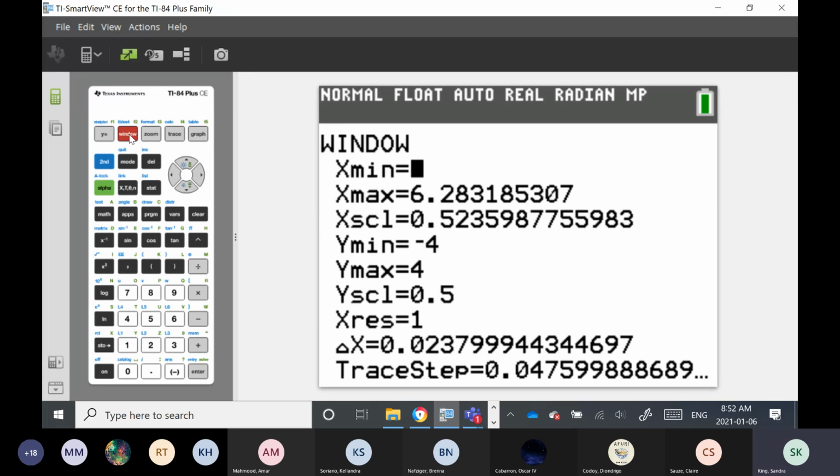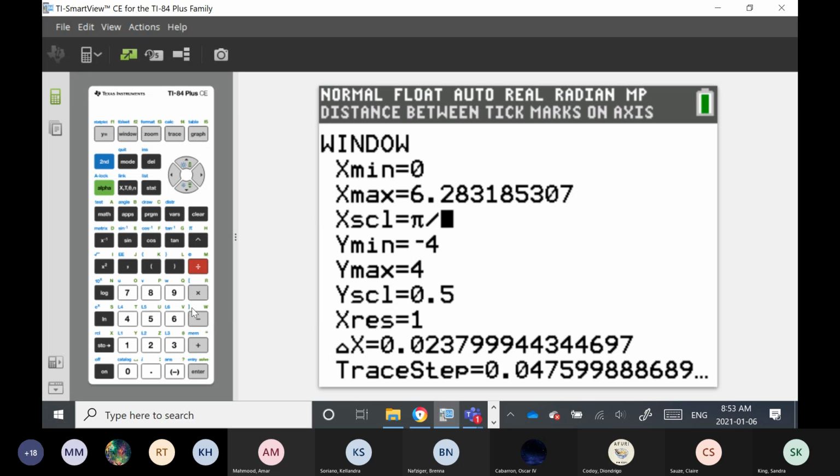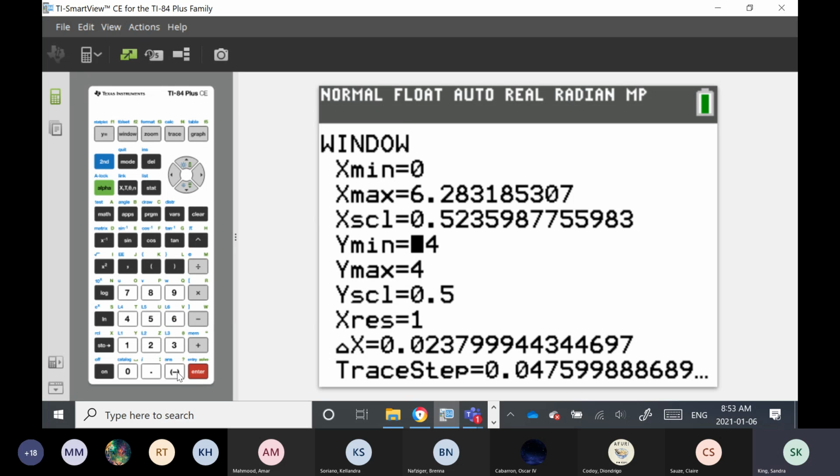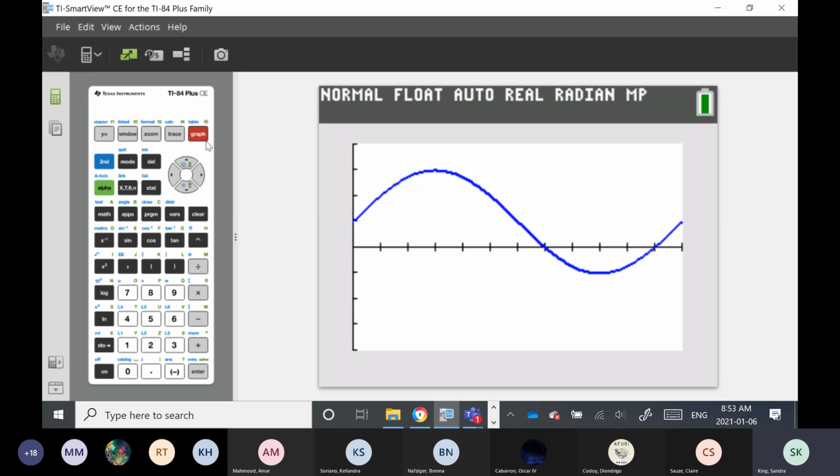I'm going to go right to window, and I'm going to enter the window that they told me, which was 0 to 2 pi. And then they want my scale to be pi over 6 radians. They want my y window to be -2 to +2, and they want a scale of 0.5. So this is what you should see if you are in radian mode.